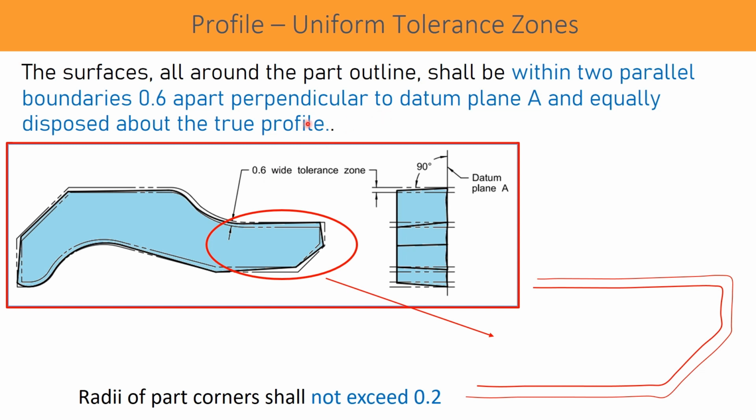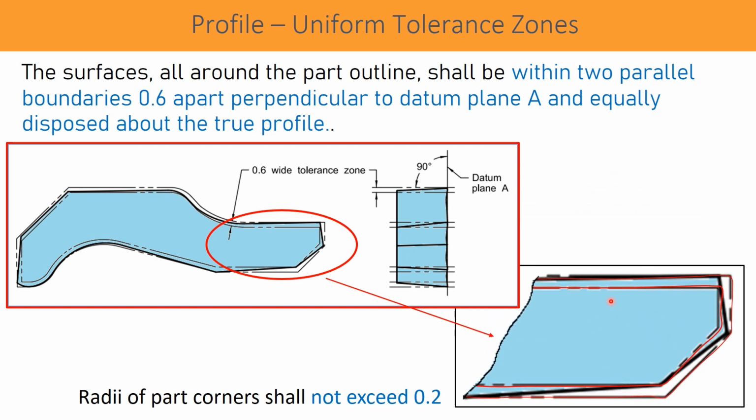and that tolerance zone must be perpendicular to the datum plane A, and equally disposed about the true profile. Here is one example in an enlarged view of this small portion. These two lines are uniformly distributed. When 0.6 is given, this uniform distribution is equally disposed as a bilateral from the true profile, and the actual profile must lie within this uniform tolerance zone. So this is the term called uniform tolerance zone.